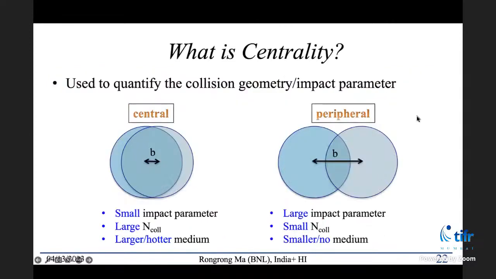Before I go to the actual results, just a few words about some general ideas. We usually use centrality to quantify what we call the collision geometry, or the impact parameter. Central events mean you have a small impact parameter and a large overlap area, so you can create a larger and hotter medium. On the other hand, peripheral events mean you have a large impact parameter, the overlap is small, and you have a smaller and less dense medium.